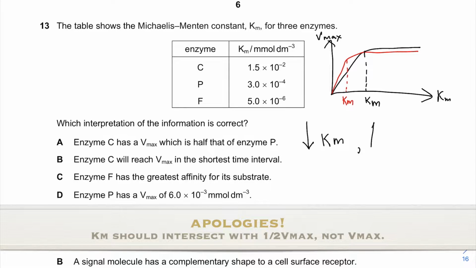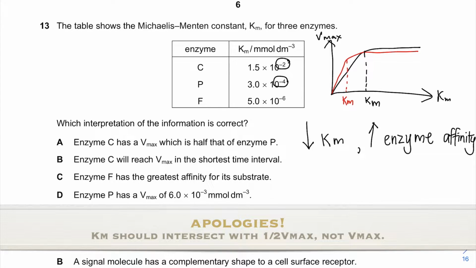First one, enzyme C has a Vmax which is half that of enzyme P. 1.5, yes, it is half of 3.0, but notice what is behind. This is only 1.5 times 10 to the power of -2. This is -4. Therefore, it is not half of that.